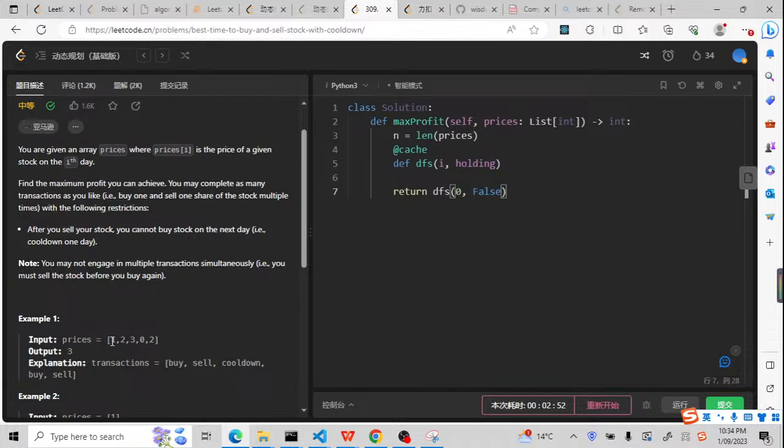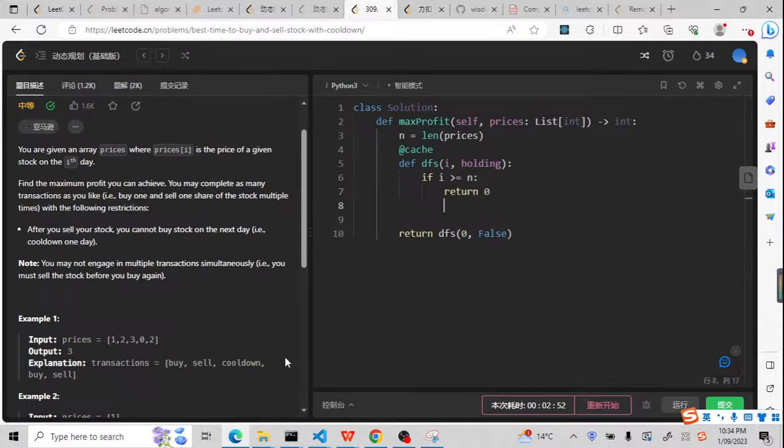Yeah, so this is according to the description of the problem. From the beginning, I didn't hold. Now, we can check the DFS function. So if i is more than or equal to n, it means out of the boundary, we're going to return 0. Because if we go out of the boundary, we need to return something. Finally, we return the values of all the stock, all the profits we get. So if it is out of the boundary, we're going to return 0.